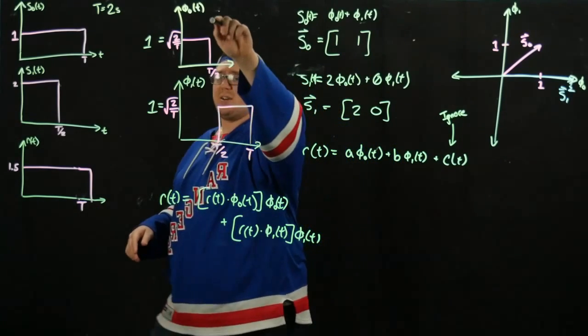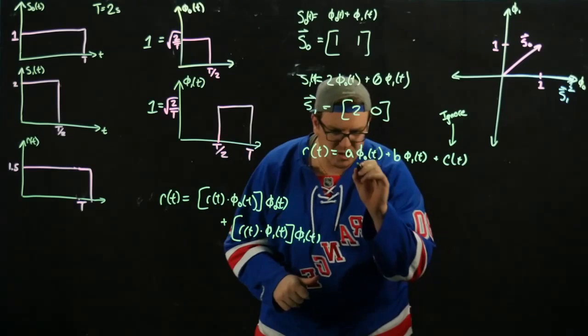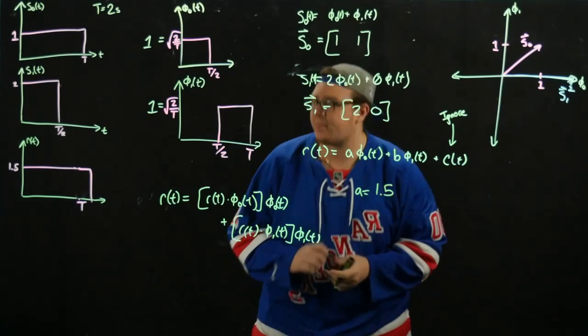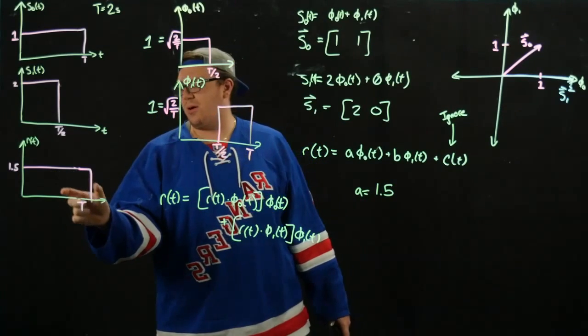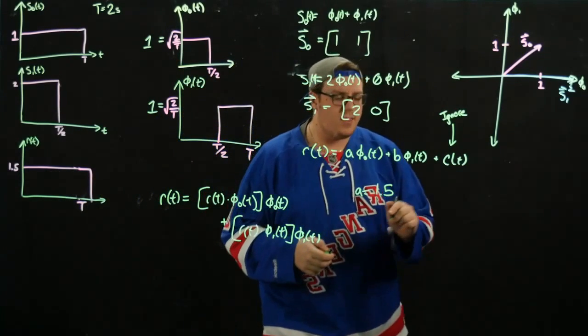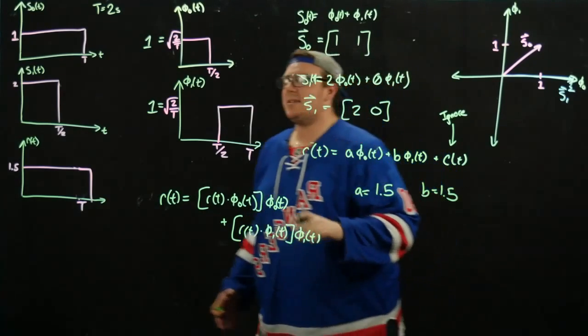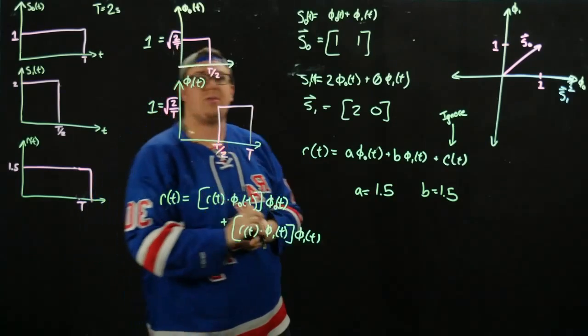So if phi 0 is 1, and this is 1.5, that means that our contribution A here should be 1.5. And if phi 1 is 1, and it's 1.5 for that time as well, then we know that B should equal 1.5 as well. I hope that makes sense. You would just scale these up, put them on the same graph, and you end up with r of t.